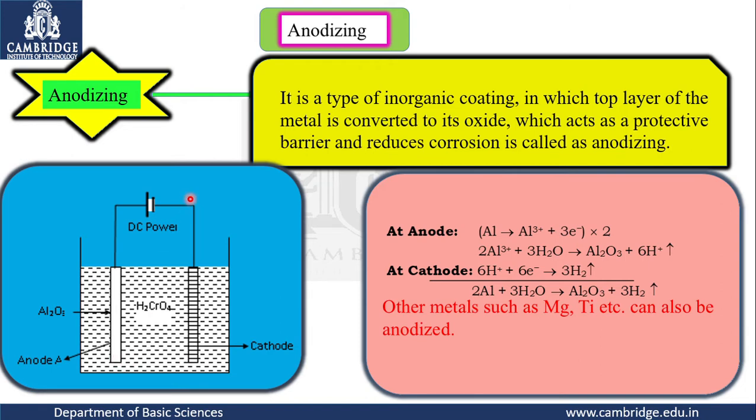Initially the voltage will be 0. Once you start applying the voltage from 0 till 50, once the voltage reaches 50 volt, the top layer of aluminum metal starts dissolving into the solution. I'll just show you by picking up a different color. This is the top layer. The top layer of the metal starts dissolving into the solution.